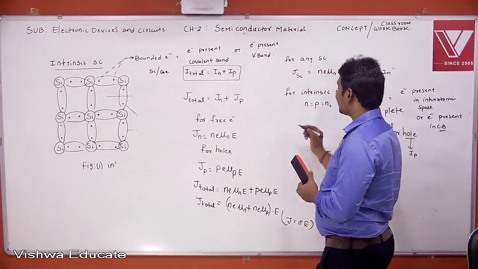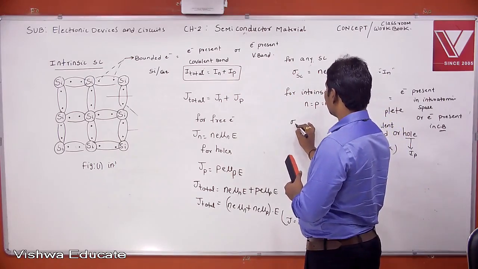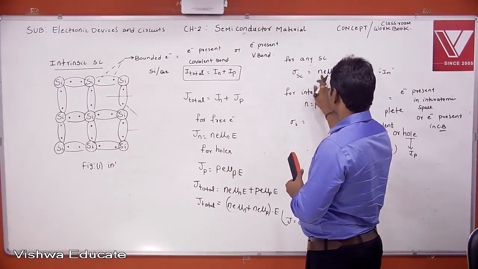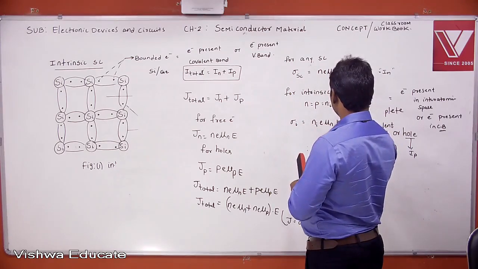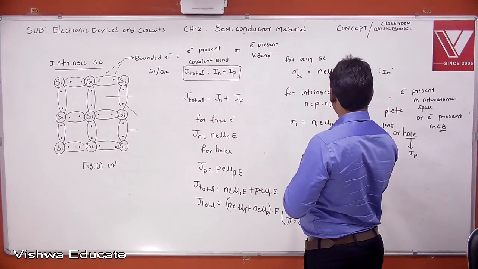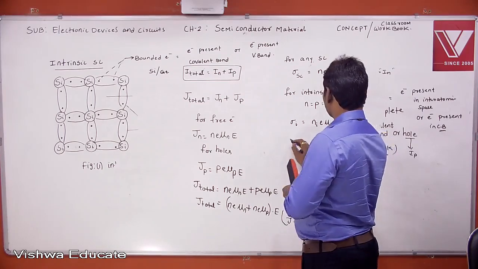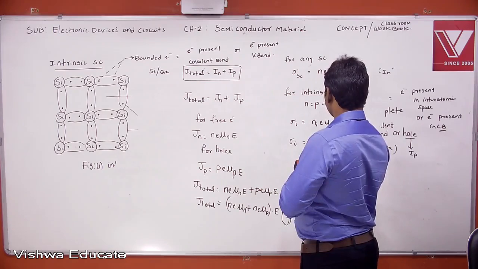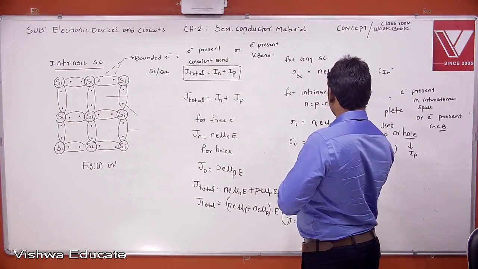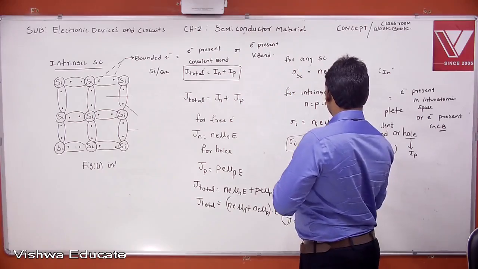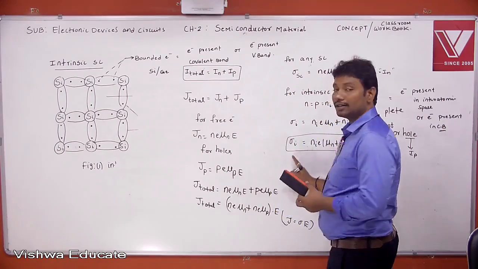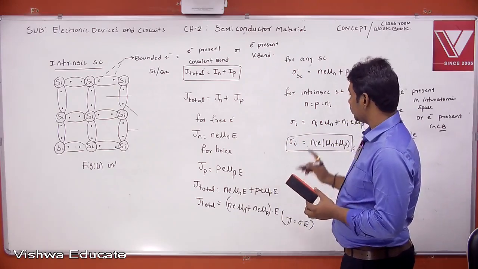Now what is the conductivity for an intrinsic semiconductor? That is sigma I. N is nothing but Ni into E into mu N, plus P is nothing but Ni into E into mu P. Now sigma I is nothing but Ni into E into mu N plus mu P. This is the conductivity for an intrinsic semiconductor, right?